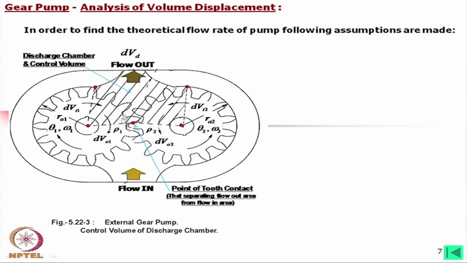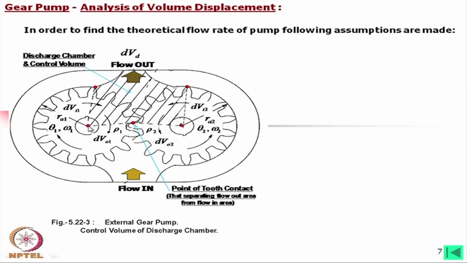We have shown the same number of teeth here. So, these dimensions will be the same, but while we are analyzing this, we will consider that these are different. And then theta 1 is the angle of rotation of this one, and omega 1 is the speed of these gears, and these two volumes I shall discuss during the analysis.